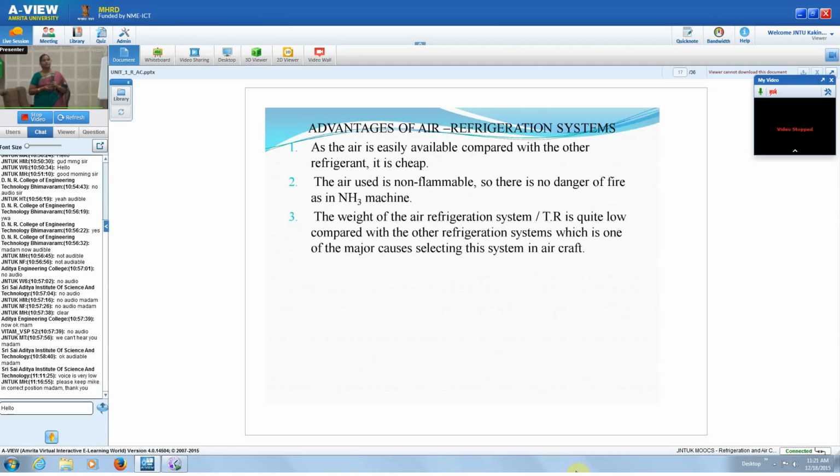So let us see the advantages of the air refrigeration system. As air is easily available compared with other refrigerants, it is cheap. Already we have seen it is also safe. The air is non-flammable, so there is no danger of any fire hazard as is possible with ammonia and others. Then the weight of the air refrigeration system per ton of refrigeration is quite low compared with other refrigeration systems. That's why this is mainly used in aircraft refrigeration.